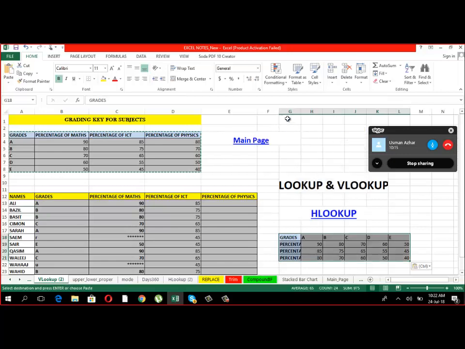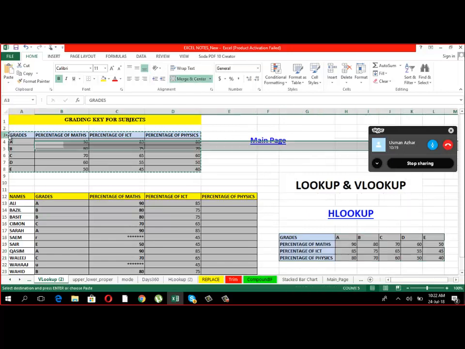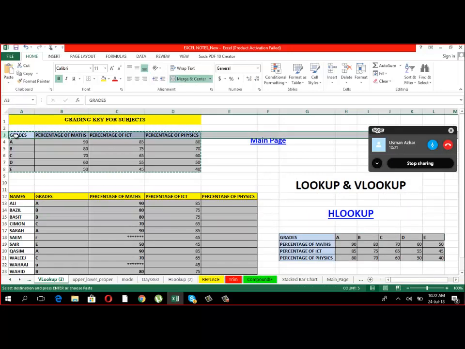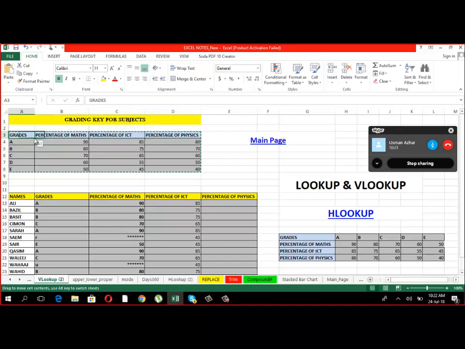If I transpose this, you see what's happening. It changed to horizontal. My fields, exactly, you get the point. So now my fields are coming this way. So this was vertical, now this is horizontal. Agree?